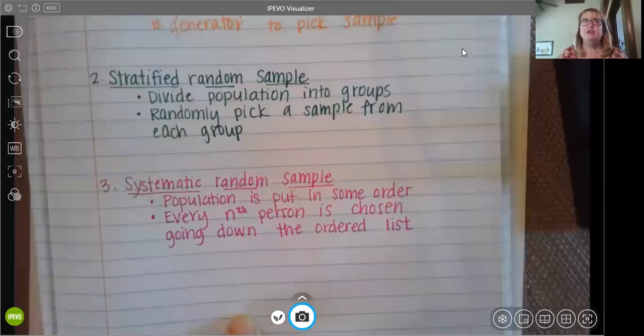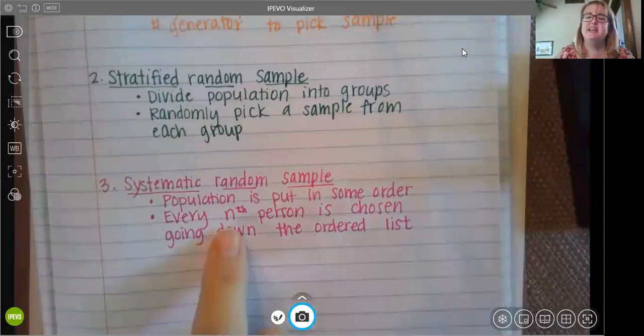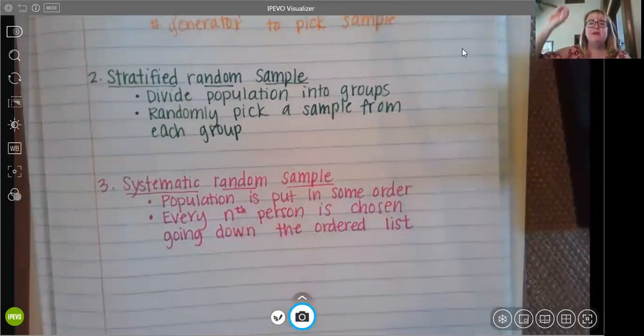In this case, you would list all your population in some order. And then you would pick every nth person. And n is just a number. Maybe you have a list of everyone, and then you pick every 5th person. So you go 1, 2, 3, 4, 5. Okay, you're in my group, 6, 7, 8, 9, 10. 10 is in my group, person number 15, person number 20, something like that. Or it could be the 100th person is chosen, depending upon how many there are.